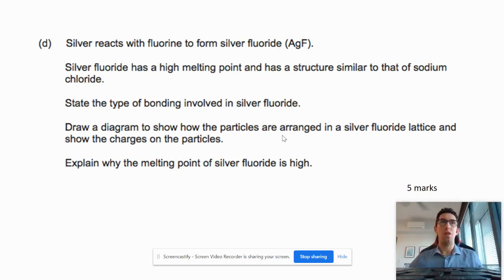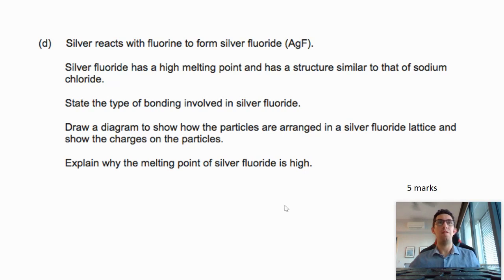So we're going to start off. You're going to write down an answer to this 5-mark question here. Silver reacts with fluorine to form silver fluoride. Read the question. It's just about ionic bonding, what we've done already. Have a go at it. Okay, pause the video.